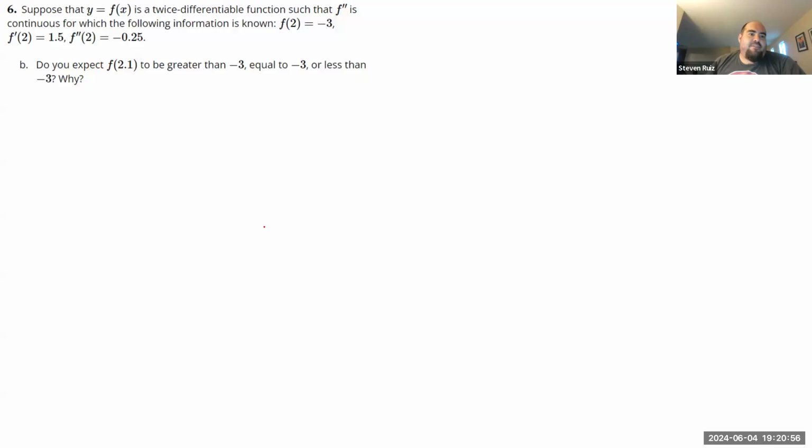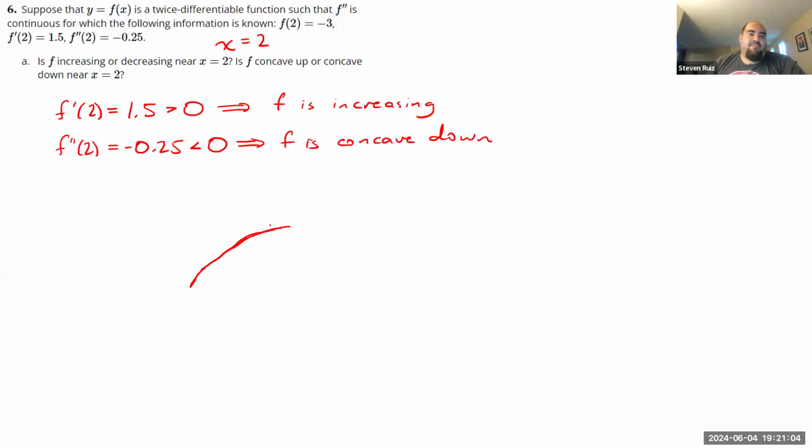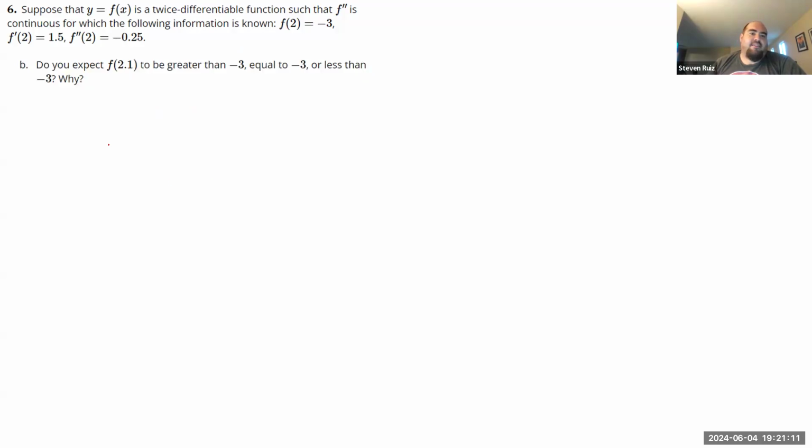All right, part B: do we expect f of 2.1 to be greater than negative 3, equal to negative 3, or less than negative 3? In our last part, we were talking about derivatives, which don't really have anything to do with the location of the function or what point exists on the function. So now we need this information. f of 2 is equal to negative 3. So what do we expect to be the case at f of 2.1?